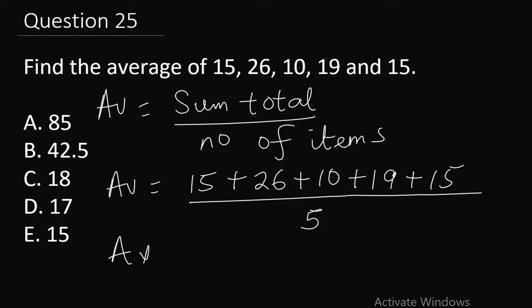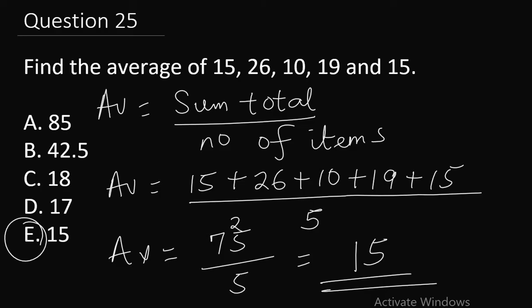You can calculate yourself. So add up the numerators. It will give us 75. Now divide 75 by 5. 5 into 7, 1 remainder 2. 25 divided by 5 is 5. The correct answer is E, which is 15.